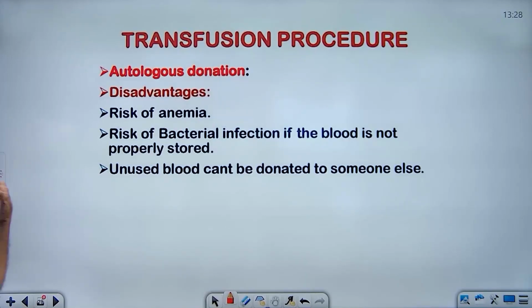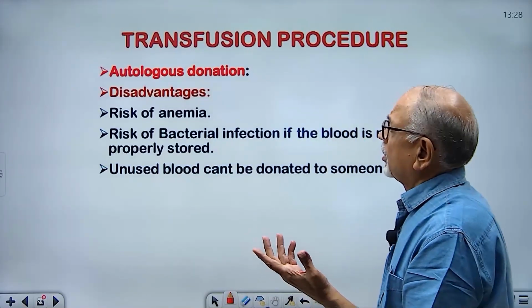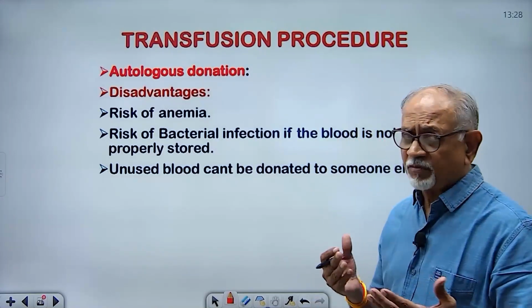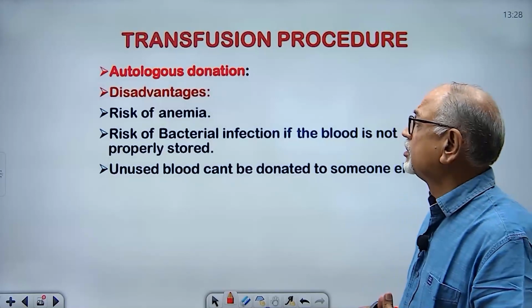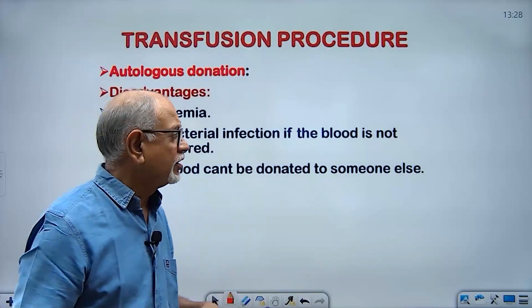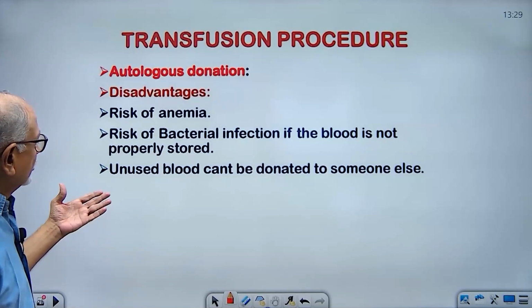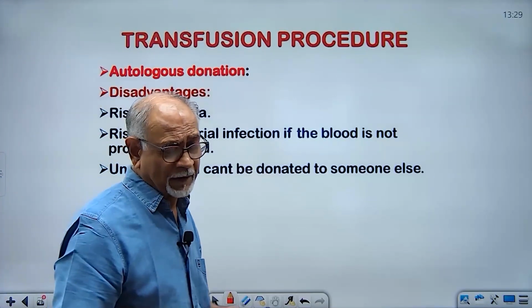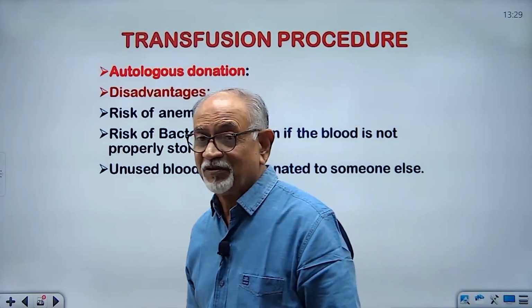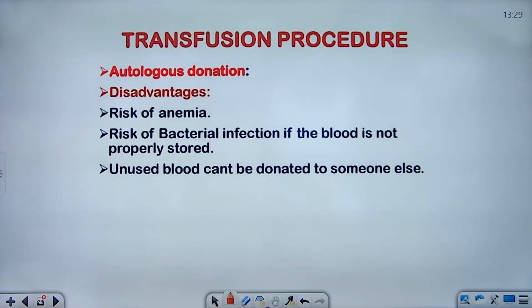Now, it has certain disadvantages also. Although they are very few, there is a risk of anemia. If you draw the blood from the same patient, he may suffer from anemia. Then there is a risk of bacterial infection because during the storage of blood, some bacteria may develop in the blood sample. Then unused blood cannot be donated to any other person. This is one of the disadvantages of autologous donation.